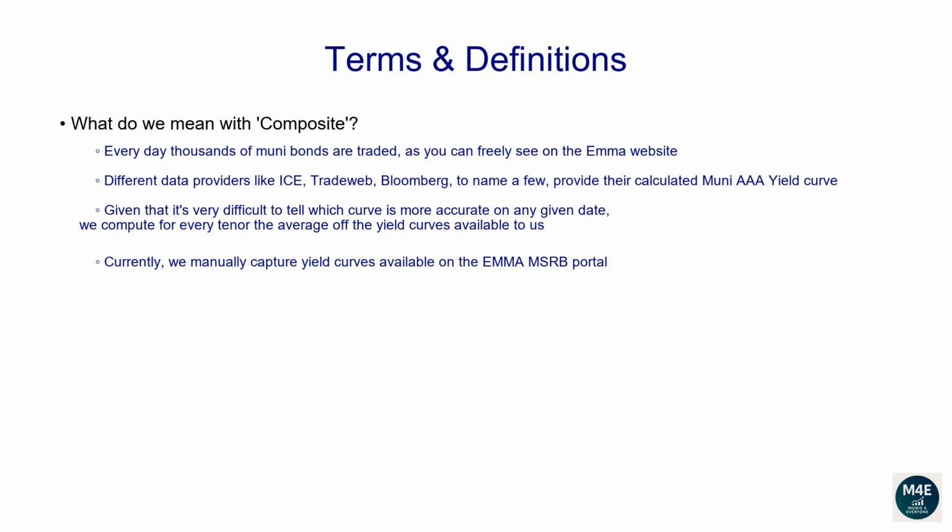Terms and definitions. What do we mean with composite? Every day, thousands of Muni bonds are traded, as you can freely see on the EMMA website. Different data providers like ICE, TradeWeb, Bloomberg, to name a few, provide their calculated Muni AAA yield curve. Given that it's very difficult to tell which curve is more accurate on any given date, we compute for every tenor the average of the yield curves available to us. Currently, we manually capture yield curves available on the EMMA MSRB portal.